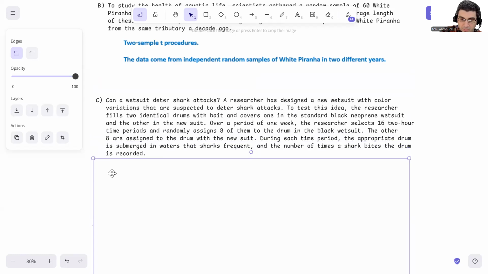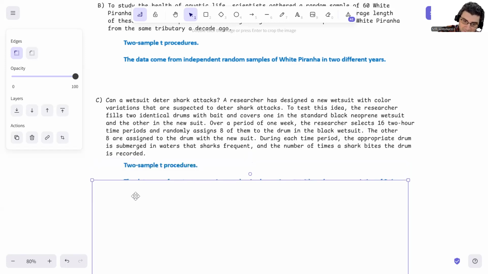And our third example here, can a wetsuit deter shark attacks? A researcher has designed a new wetsuit with color variations that are suspected to deter shark attacks. To test this idea, the researcher fills two identical drums with bait and covers one in the standard black neoprene wetsuit and the other in the new suit. Over a period of 1 week, the researcher selects 16 two-hour time periods and randomly assigns 8 of them to the drum in the black wetsuit. The other 8 are assigned to the drum with the new suit. During each time period, the appropriate drum is submerged in waters that sharks frequent, and the number of times a shark bites the drum is recorded.